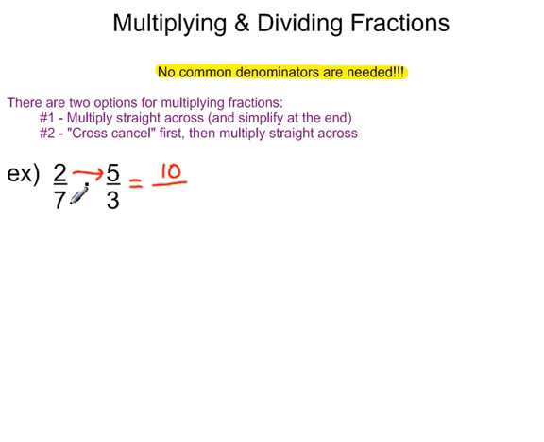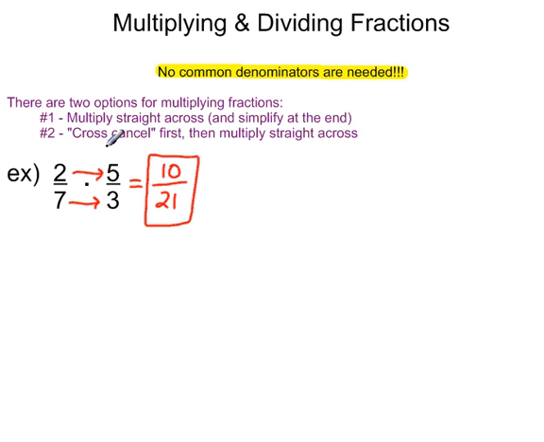Same thing with the bottom. In the denominators, I've got a 7 and a 3. We're going to multiply straight across. 7 times 3 is 21. Now, as far as simplifying goes, you're looking to see if they have any common factors. 10 and 21 do not have any common factors. So that means that we are finished with this problem, and we can go ahead and circle it. Always check to see if you can simplify at the end.